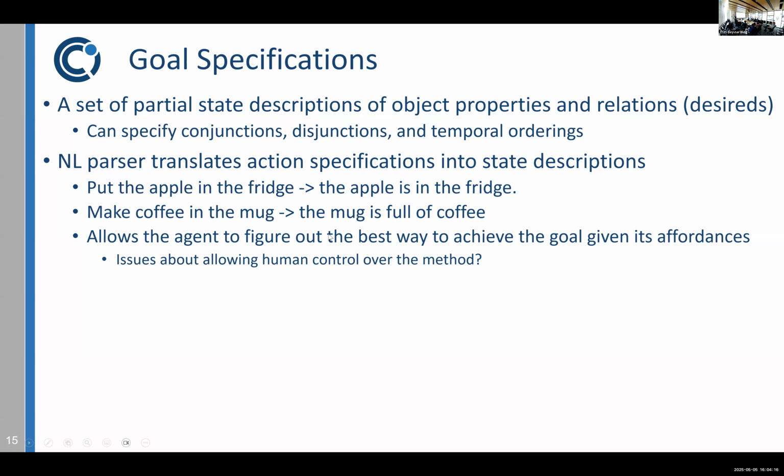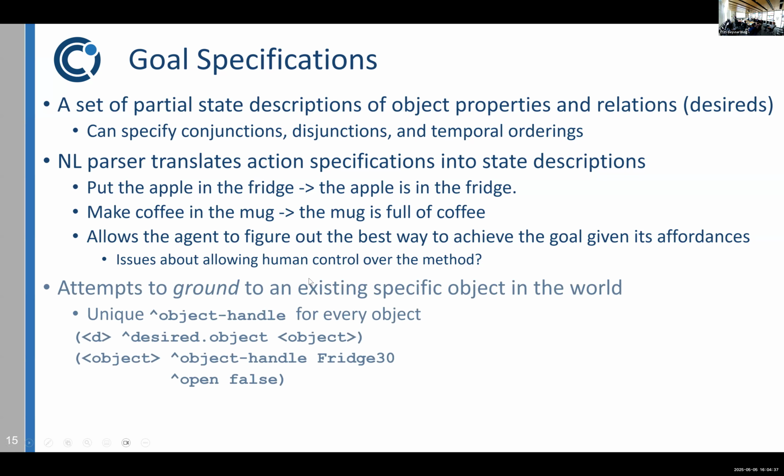This allows the agent to figure out what the best way to achieve the goal is, given its affordances. So you don't have to tell it, and it says, I can't do that, I've only got 1 arm. It will figure it out on its own. There is some issue, is that it might do things not the way you want, and so we have to figure out how to do that. You know, if you have certain preferences that you have to have it done in a certain order.